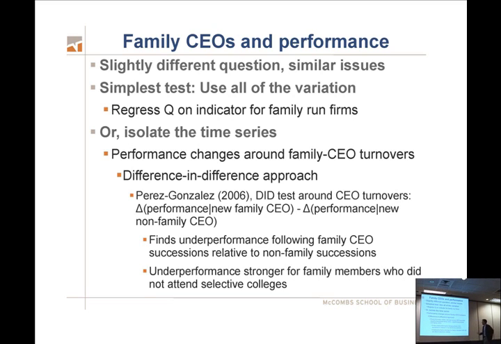What he finds is that there's underperformance following family CEO successions. And another part that's clever about the paper is he finds this underperformance is stronger from family members who didn't go to good schools. Okay?